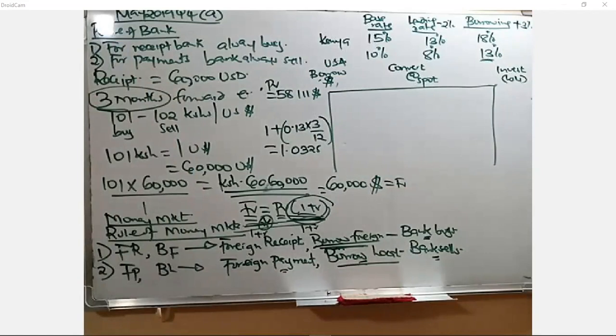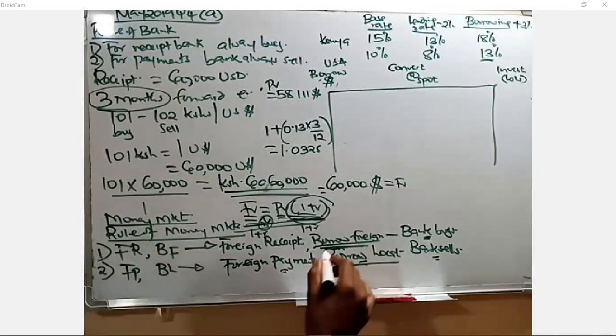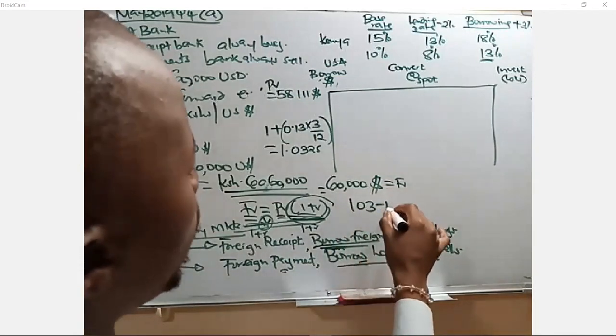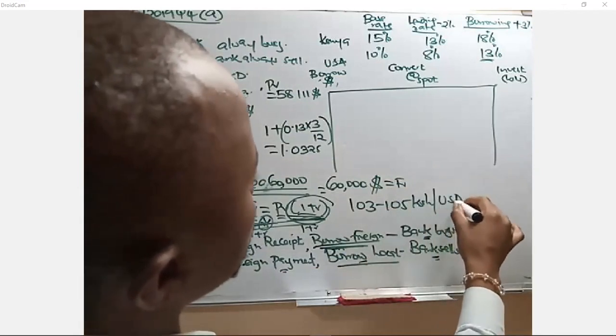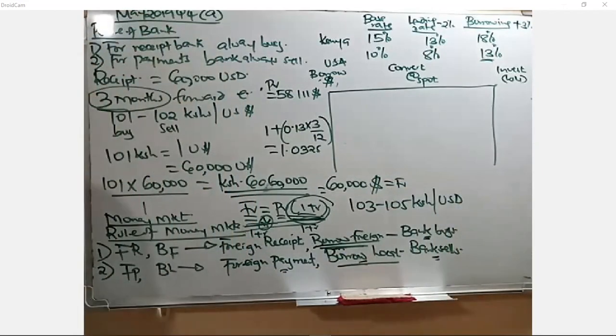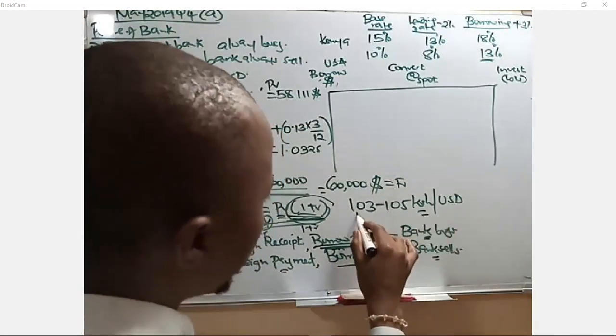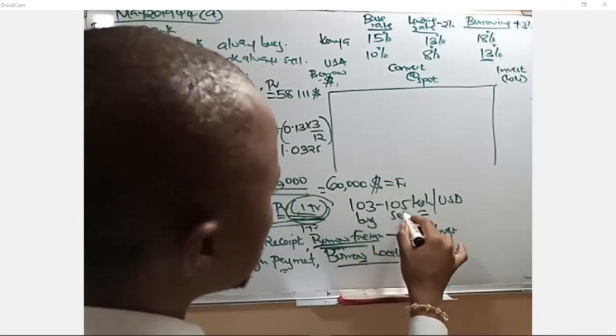The examiner has given us a spot exchange rate. Examiner amekupea kitu inakaa namna hii. 103 to 105 Kenya shillings per USD. US dollar. Per US dollar, right? Now in this case, you have to be determining the role of the bank. We say the bank buys. And in this case, we say, kama currency ya home hiko hapa, this is buy and this is sell.